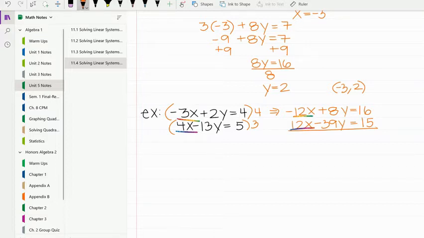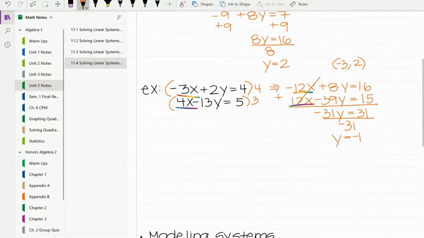So because they are opposite signs, we are going to add them. So those will cancel, 8 minus 39y would be negative 31y. And then 16 plus 15 is 31. So that works out nicely. We divide by negative 31, and 31 divided by negative 31 is negative 1.